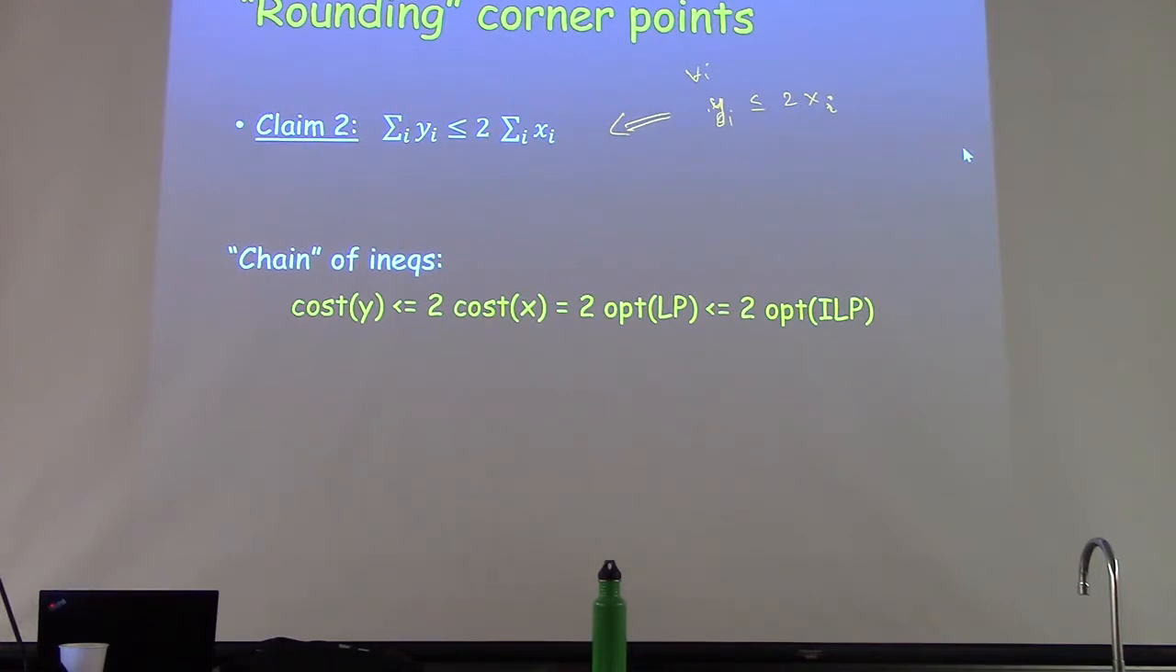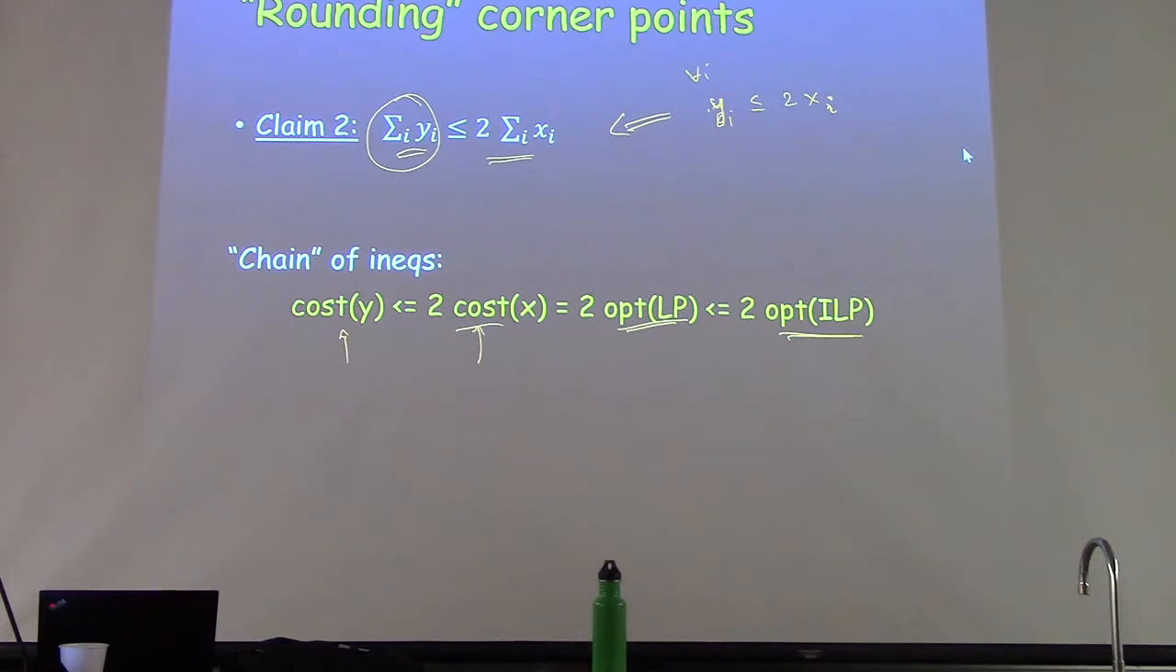And then we saw this chain of inequalities. The sum of the yi is the cost of the solution you produced. You produce this solution y, which is a 0-1 solution, and the cost is just this, because this was the objective value. So this is the cost of y, and this argument shows that it is less than or equal to twice the cost of x. But x was actually the optimum solution to the linear program, so the cost of x is equal to the optimum of the linear program. So this is equal to twice this. And the optimum of the linear program is always smaller than or equal to the opt of the ILP.